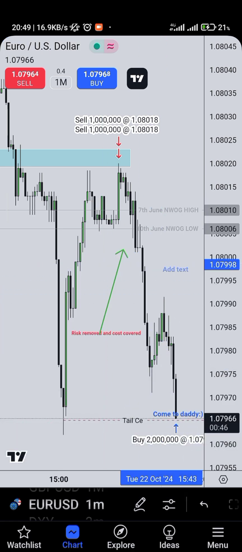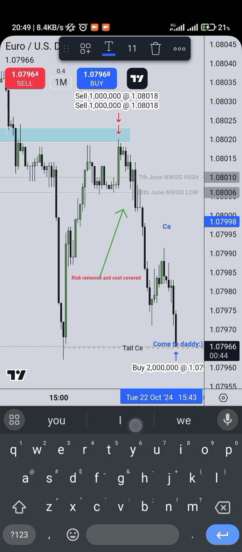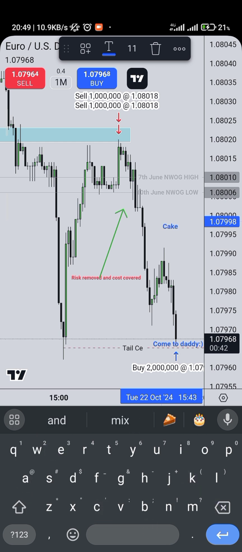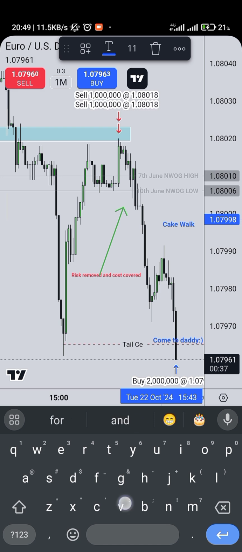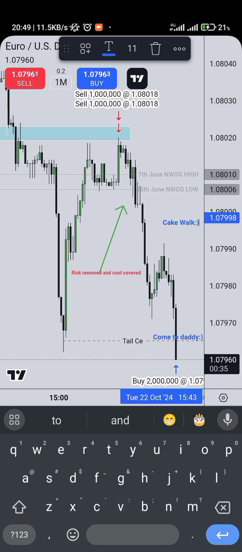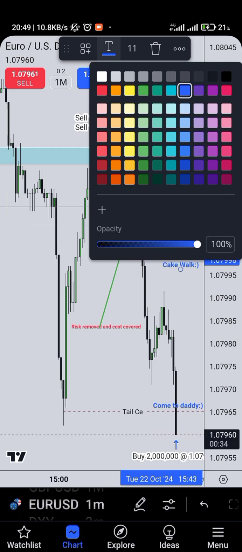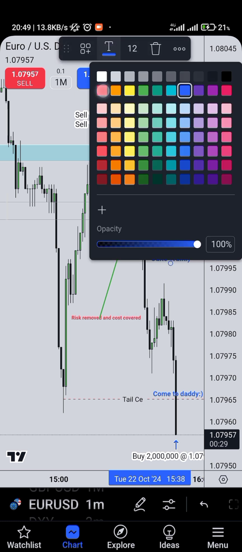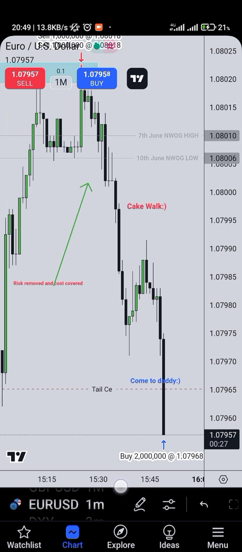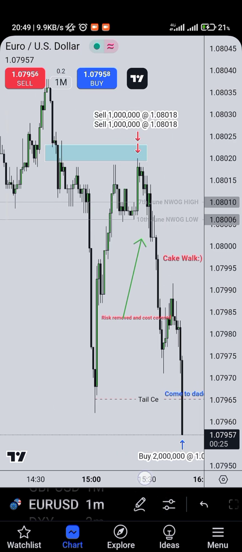So that's the walkthrough of the trade. It's like a cakewalk. So there you go. That's how I'll make this red. So I think it's good. Yes, I think red will be better. So that's the video. You can see the entry. I did a full pull.